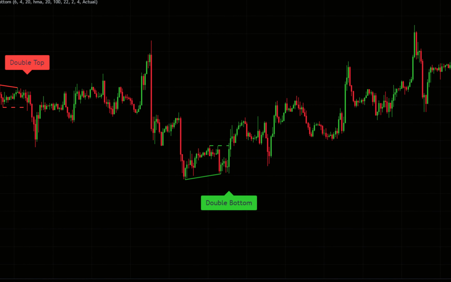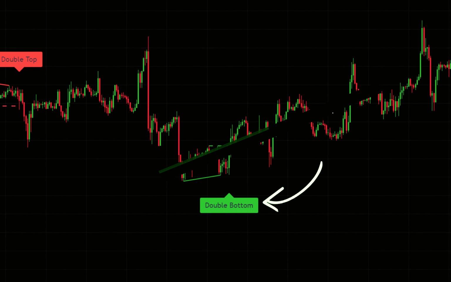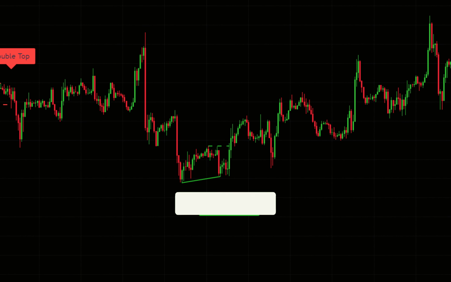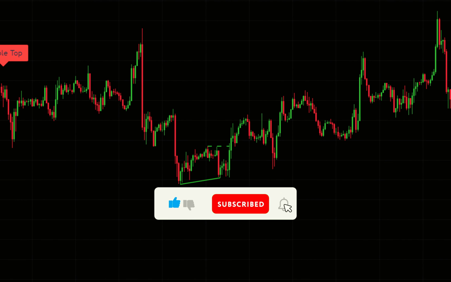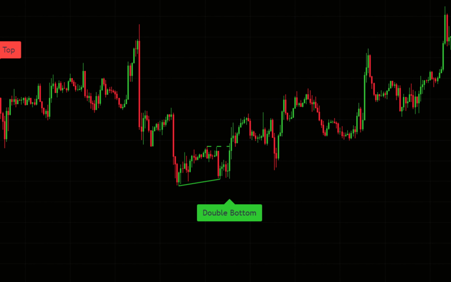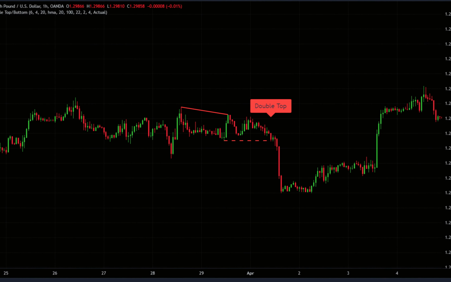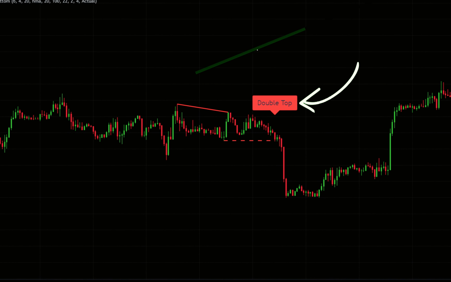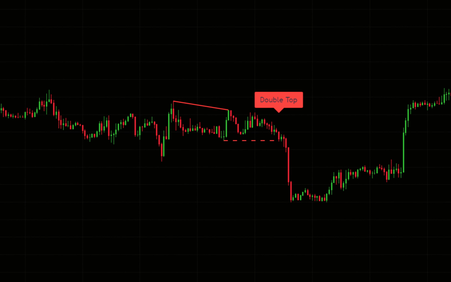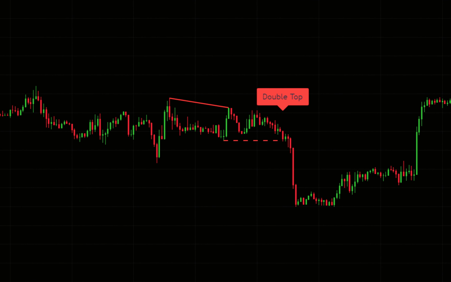If the indicator signals a double bottom, this suggests that the price has likely hit a support level and is poised to reverse upwards, making it a good opportunity to place a buy order. Conversely, if the indicator signals a double top, it indicates that the price has likely hit a resistance level and is set to reverse downwards.